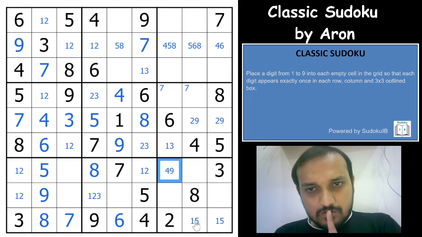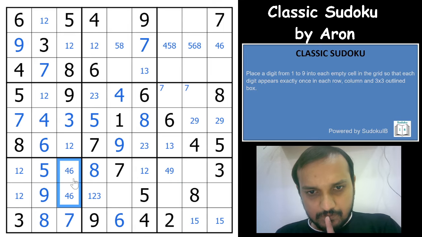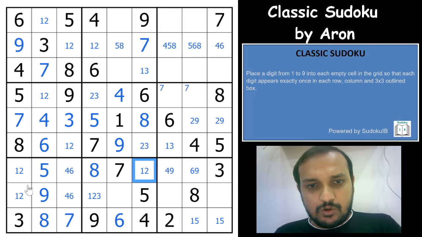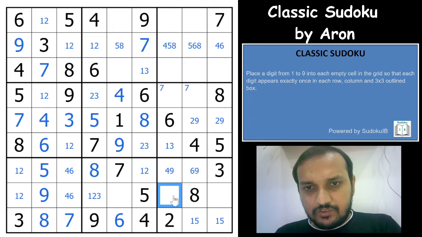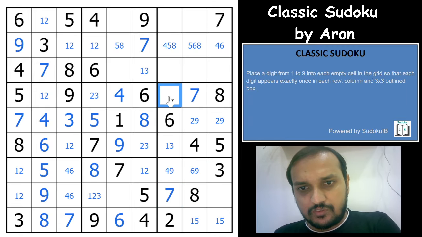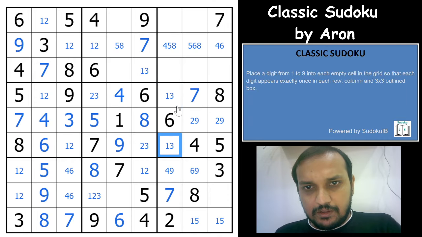Okay, 4 and 6 in any order. This is 6 and 9 because of the 1 2 pair here. 4 6 9 and 7, so this cell would have to be a 7, that gives you a 7 here, that gives you a 1 3 pair here.